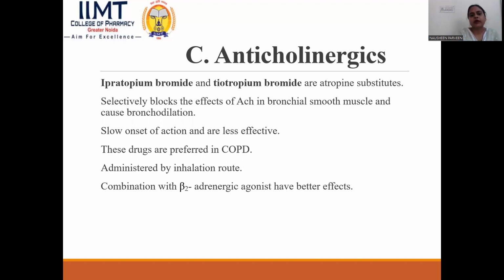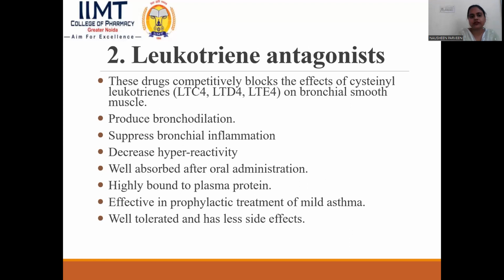Next class of anti-asthmatic drugs is anticholinergics. Examples are ipratropium bromide and tiotropium bromide. These are atropine substitutes, selectively blocking the effect of acetylcholine in bronchial smooth muscles and causing bronchodilation. They have slow onset of action and are less effective. These drugs are preferred in COPD, administered by inhalation route. Combination with beta-2 adrenergic agonists has a better effect.